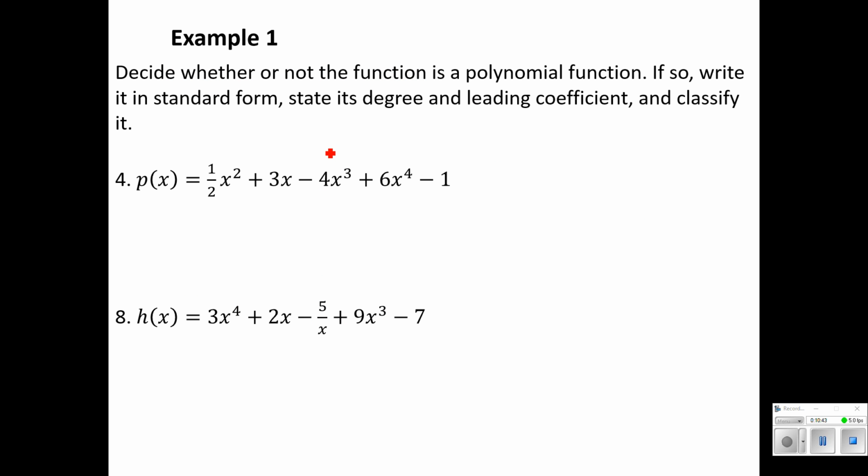Our first example: decide whether or not the function is a polynomial function. If so, write it in standard form. Okay, that means exponents decrease as we move from left to right. And then state its degree and leading coefficient. And if it's possible, we should classify that using the table that we covered earlier.